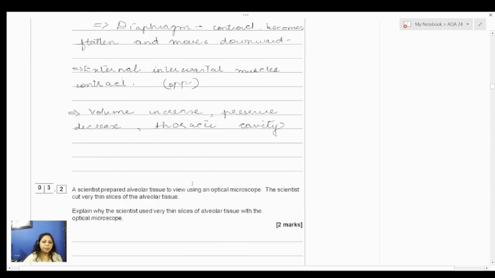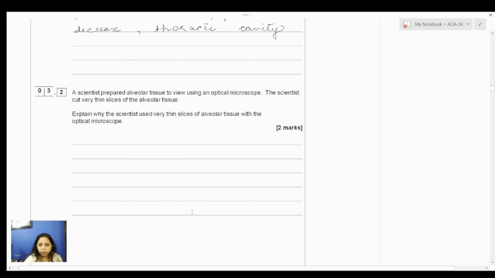Next question is, a scientist prepared an alveolar tissue to view by using an optical microscope. The scientist cut very thin slices of alveolar tissue. Why do you think he cut it into very thin slices? Exactly. They need to be thin for what? We need to give a reason. Why is written, so we need to give a reason for this thinning. They need to be thin as it's an optical microscope.